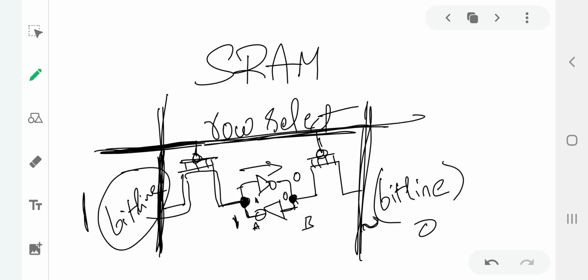When you come to the read part, in the same way we are going to select the same particular row select and particular bit line. So whenever there is data in your cross coupled network and that is being read, as the transistor gets on, your data is being read. How they are being written, in the same way they are being read, they are going to be written out. Okay, so this is how a single cell of your SRAM is going to store a 1 bit of information.